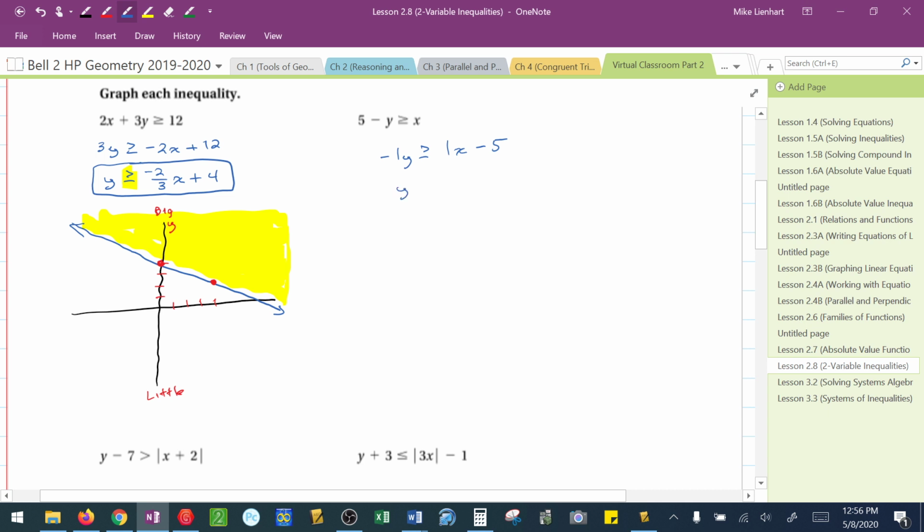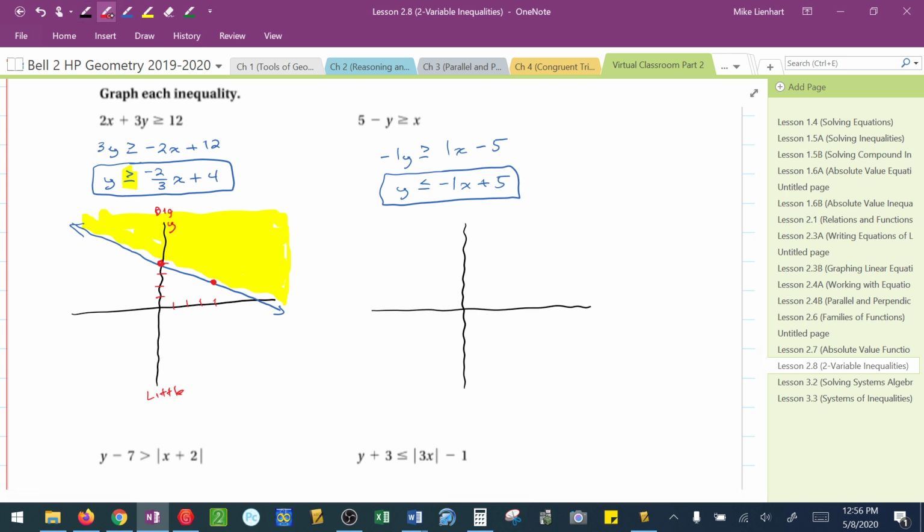Remember, when you divide by a negative, that flips the inequality sign. This now would give me y is less than or equal to negative 1x plus 5. And this is the inequality that I'm going to try to graph. I'm going to sketch it. Sketch the coordinate plane. I have a y-intercept of 1, 2, 3, 4, 5. And the slope says from there, go down 1, 1 to the right.